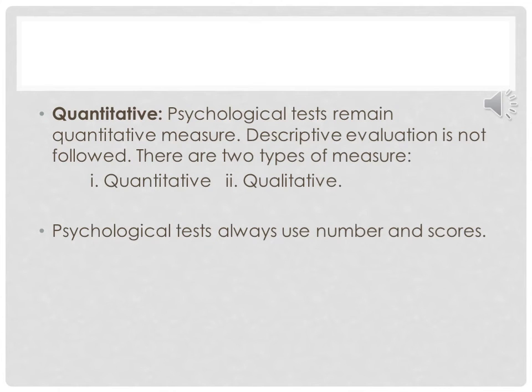Psychological tests always use numbers and scores to understand the level. One example we can see is intelligence scores. Based on the scores we are getting, or based on the numbers we are getting, we will be classifying them into different levels.